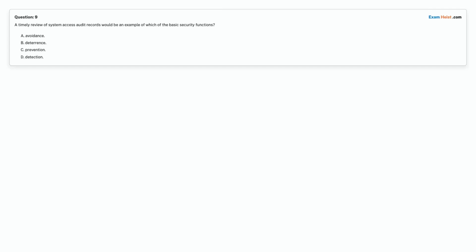Question 9. A timely review of system access audit records would be an example of which of the basic security functions? Option A. Avoidance. Option B. Deterrence. Option C. Prevention. Option D. Detection. Choose the correct answer.